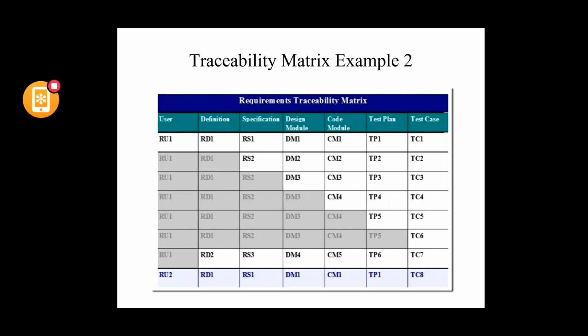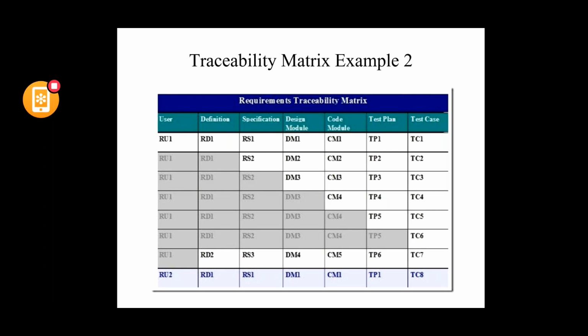So, for example, your RS2 gets changed. What would be the impact? Your TP2, TP3, TP4, TP5 need to be updated. Your test cases TC2, TC3, TC4, TC5, TC6 need to be updated, because these are all derived from RS2. And your RD1 may need to be modified or corrected if the change is so much that you need to modify those things as well.